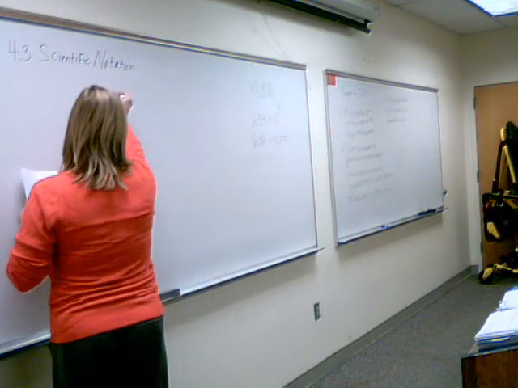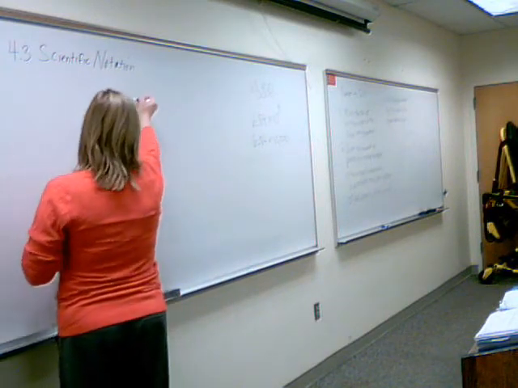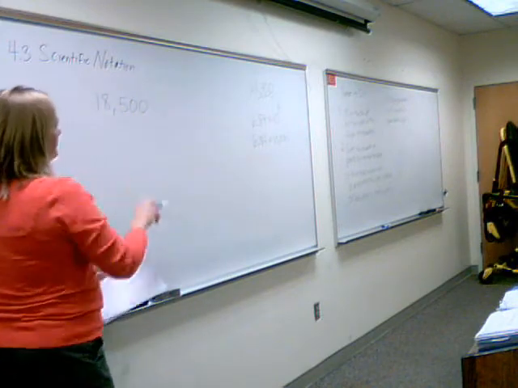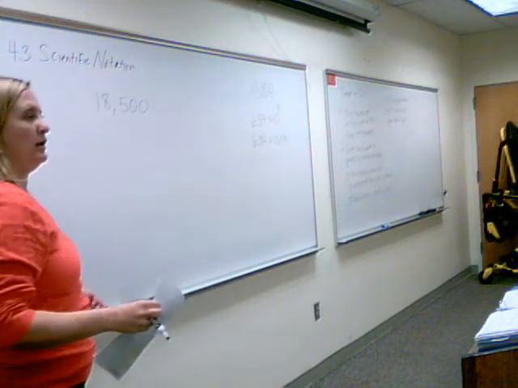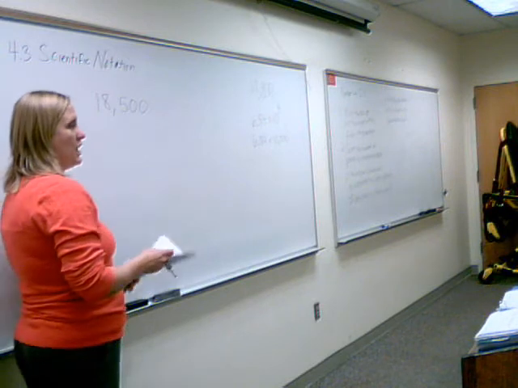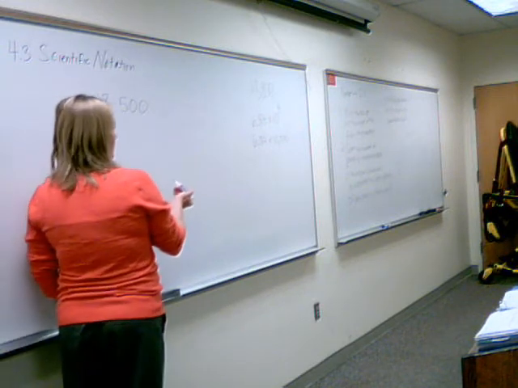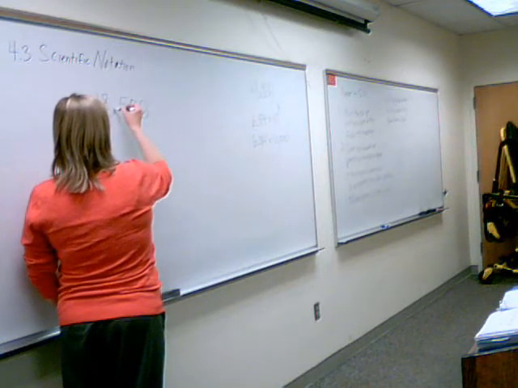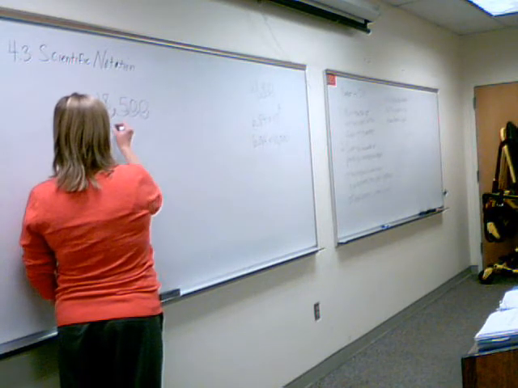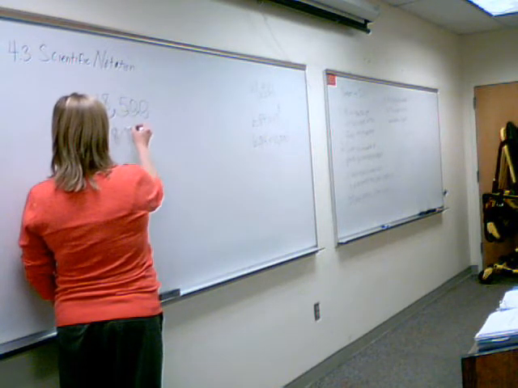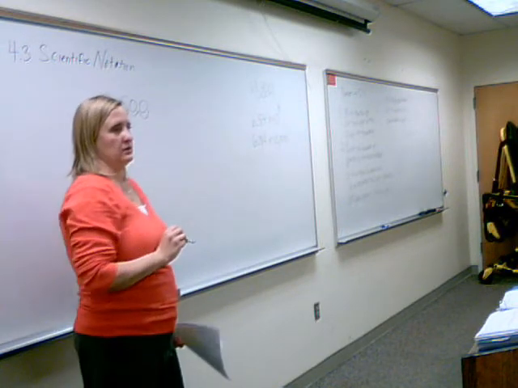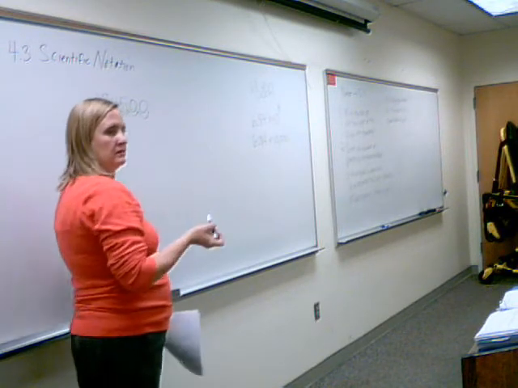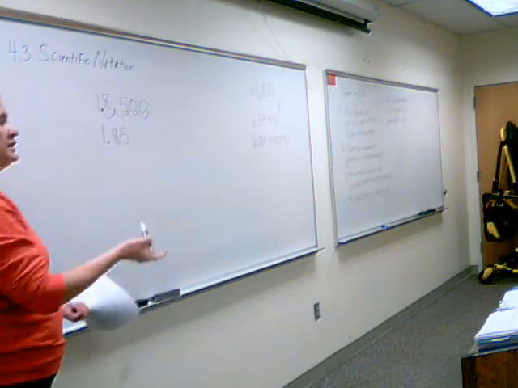The first example, 18,500. Let's look at our steps. Our first step is to move the decimal point to the right of the first non-zero digit. So where am I going to move the decimal? Between the 1 and 8. So 1, 2, 3, 4 times. 1.85. Why don't I have to write the zeros? Because you're going to multiply it times 10 to the 4th.